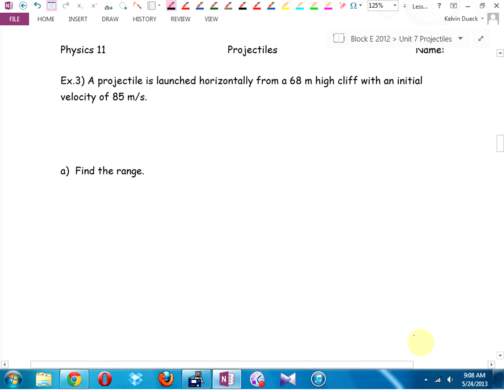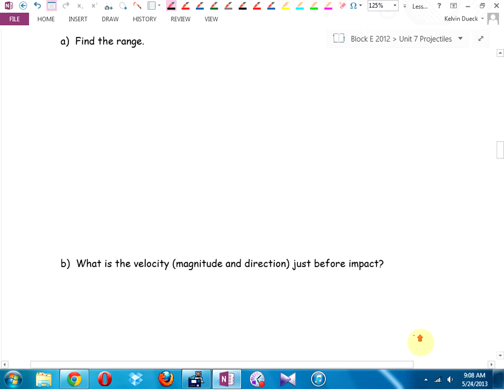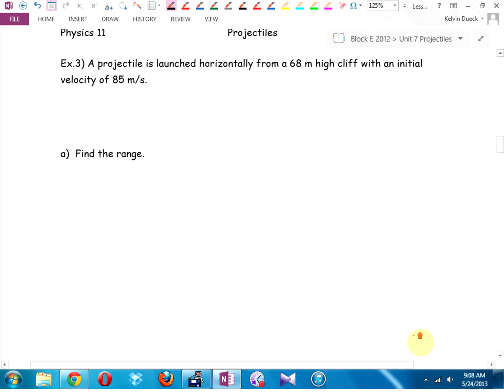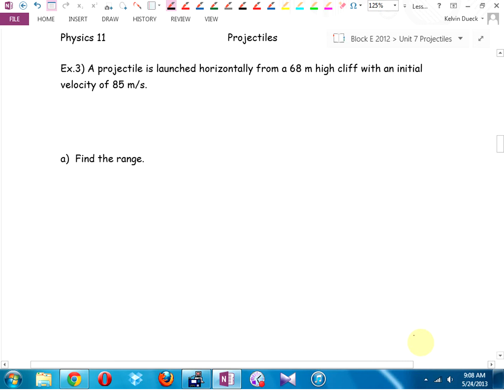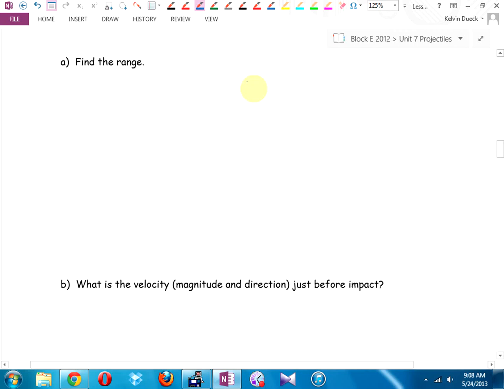Example 3. Example 3 we did last class. It says, projectile is launched horizontally. I would probably underline the word horizontally. From a 68-meter high cliff with an initial velocity of 85. It says, find the range. And then, what was the velocity, magnitude, and direction just before impact? That was where you found, well, you know Vx, you found Vy final, you added them together, tip to tail, and you found the resultant.